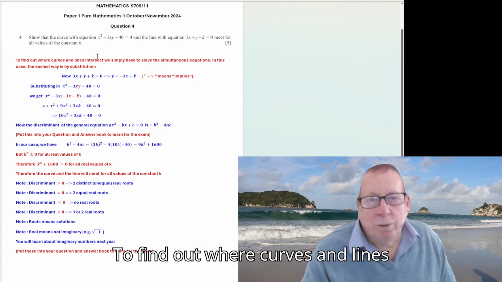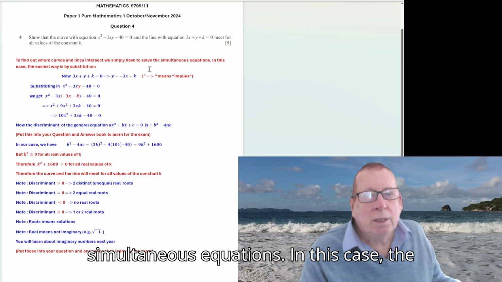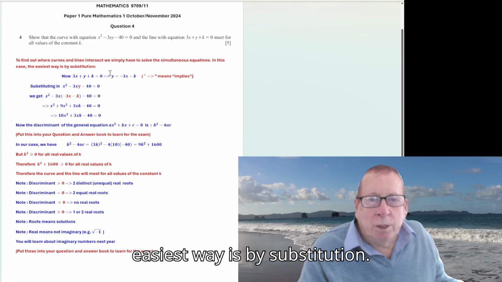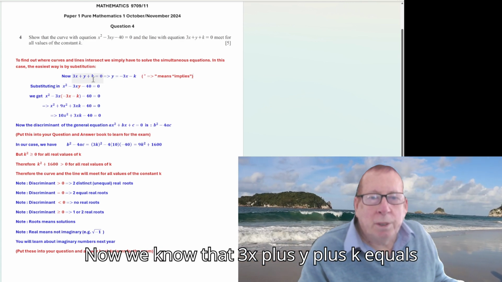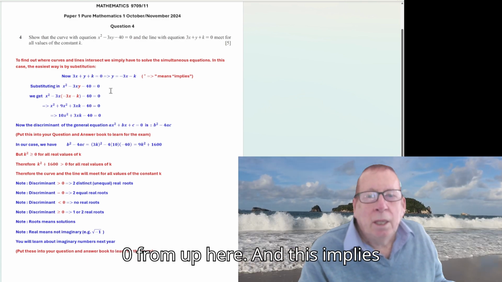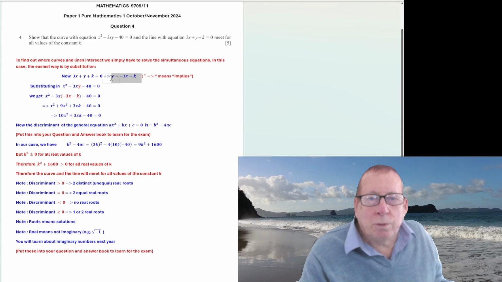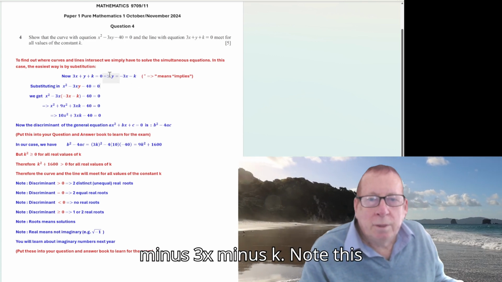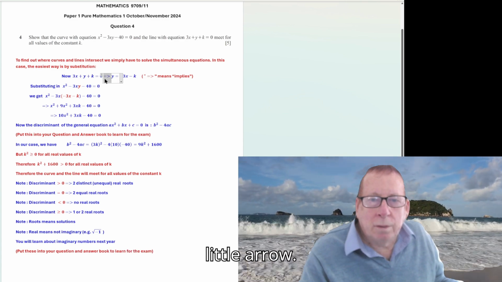To find out where curves and lines intersect, we simply have to solve the simultaneous equations. In this case, the easiest way is by substitution. Now we know that 3x plus y plus k equals 0 from up here, and this implies that y is equal to minus 3x minus k. Note this little symbol here means implies, the little arrow.